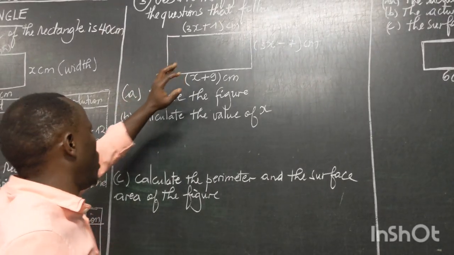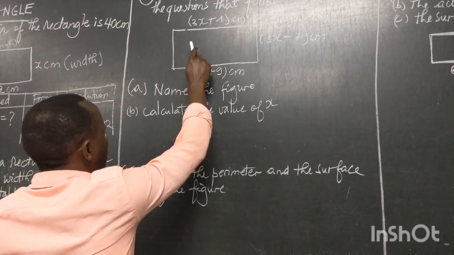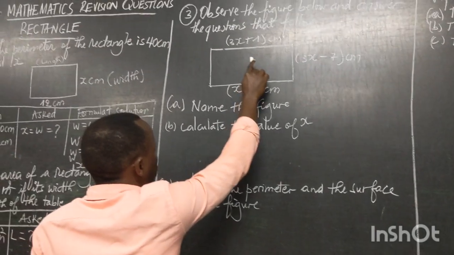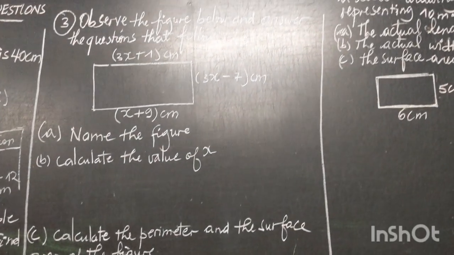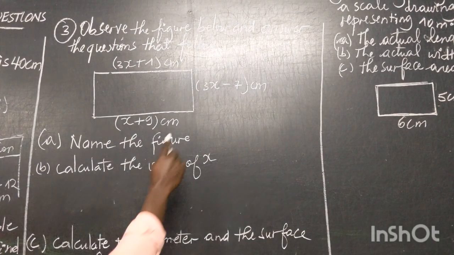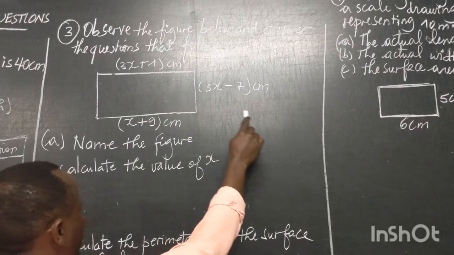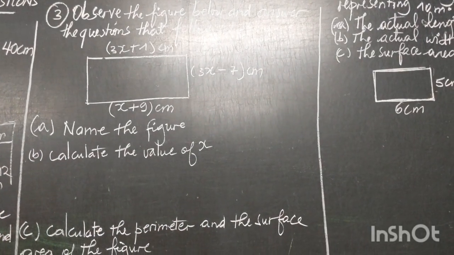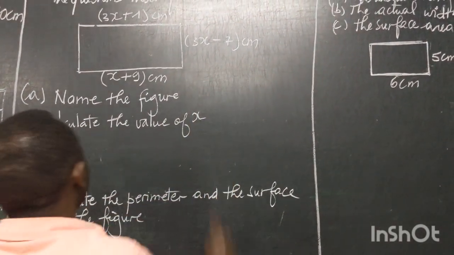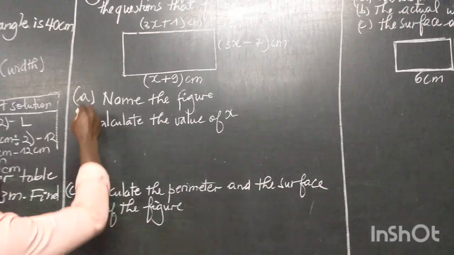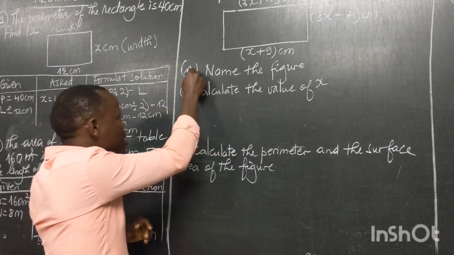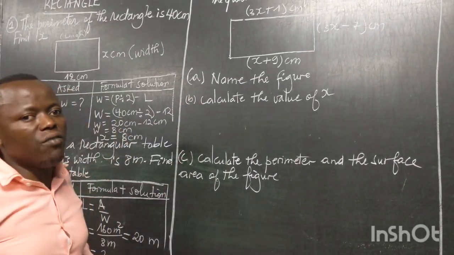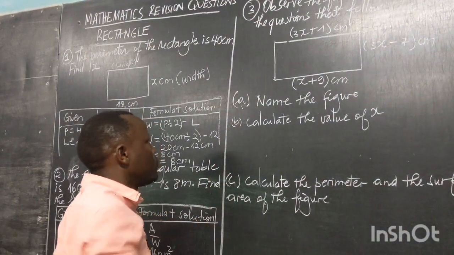We have these lengths: 3x plus 1 in brackets, centimeters. We also have another length, x plus 9 centimeters in brackets. And we also have 3x minus 7 in brackets, centimeters. The questions that follow are the three main questions A, B, C.